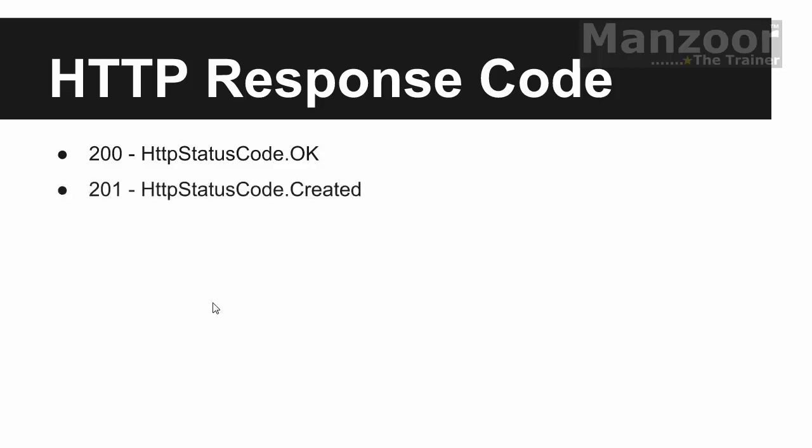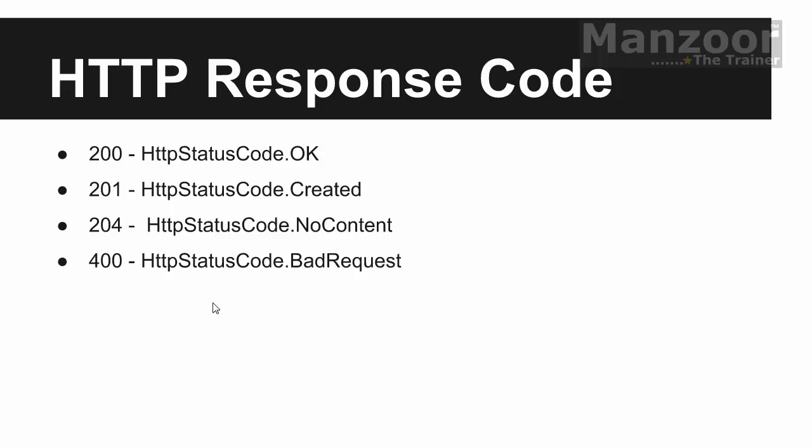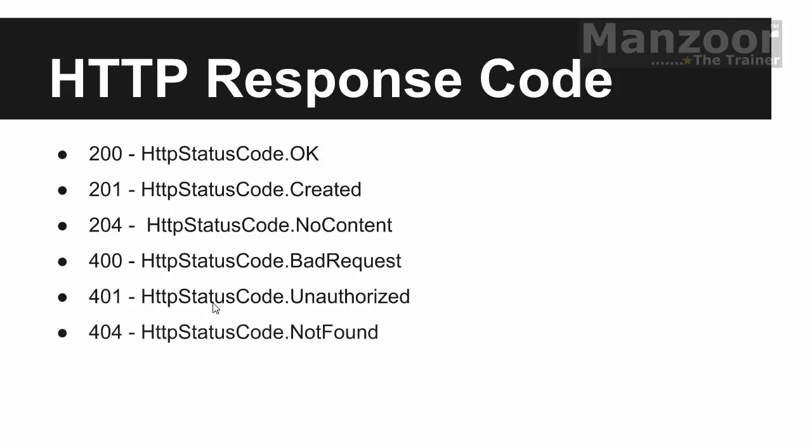200, and 201 is for created. If I'm inserting a record, then I can send the status code as created. No content, if my return type is void. So basically you can use it for your delete or update methods. Bad request, so the data that I'm getting is not valid. We use bad request, say, whenever there is a validation error. We have unauthorized, 401. This is for authentication and authorization. We have not found, 404. I'm looking for a record. If that record is not available, then I'll send not found.